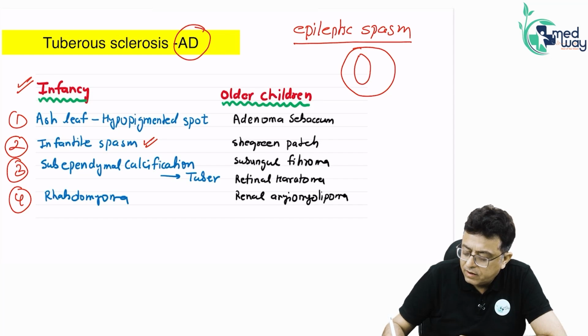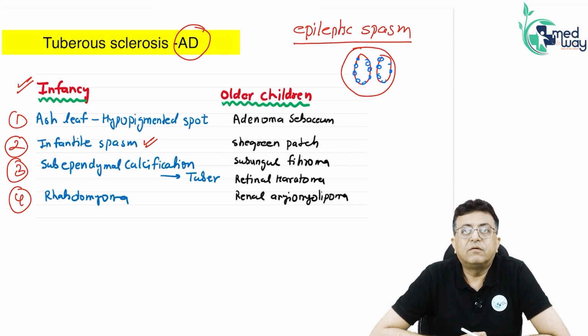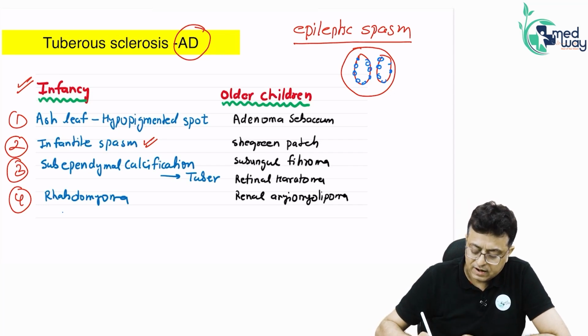In the brain, this is the ventricle. On the ventricle lining, these tubers. Subependymal calcification. Subependymal calcification, tuber, characteristic of tuberous sclerosis. And rhabdomyoma.